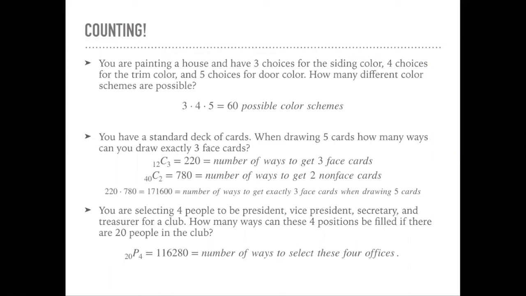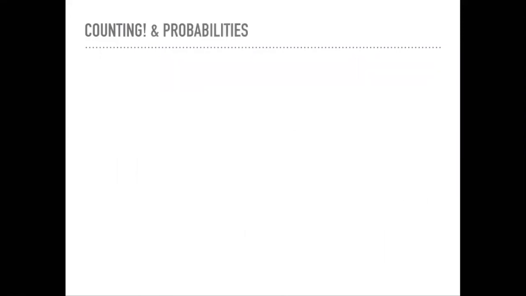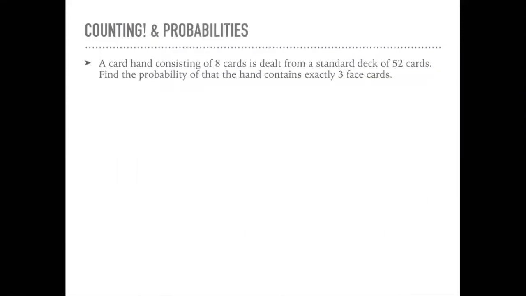All right, so let's use counting and probability together. A card hand consisting of 8 cards is dealt from a standard deck of 52 cards. Find the probability that the hand contains exactly 3 face cards. Now we've done part of this already, right? We've found, well, something similar at least. We dealt with 5 cards. So we're going to be able to use things that we've done before.